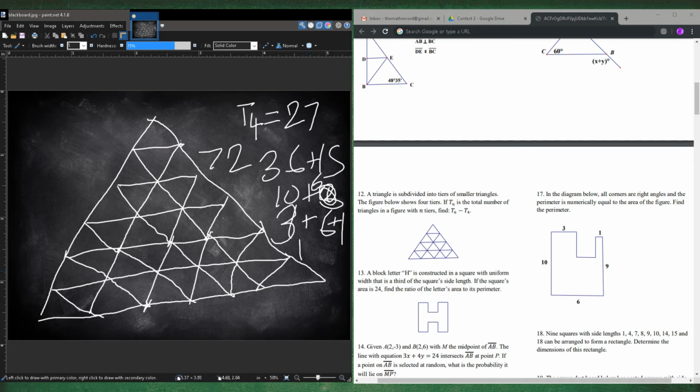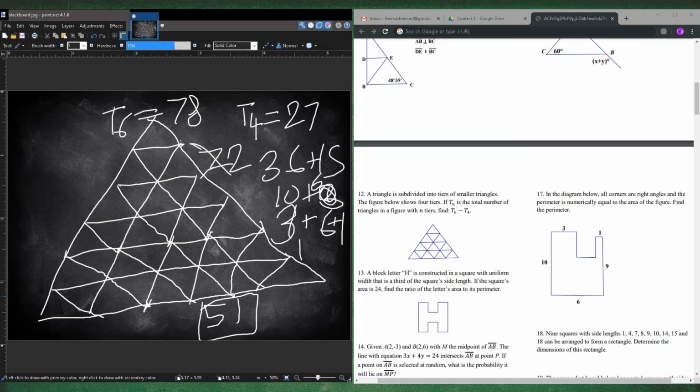So it's not 72. It's 36 plus 15 plus 10 plus 6 plus 3 plus 6 plus 1 plus 1, right? So 36, that makes 9, that makes 10, so that's 20, that's 35, that's 71, that's 72, and that's 78. So our amount in T6 is 78. So 78 minus 27 is 51.